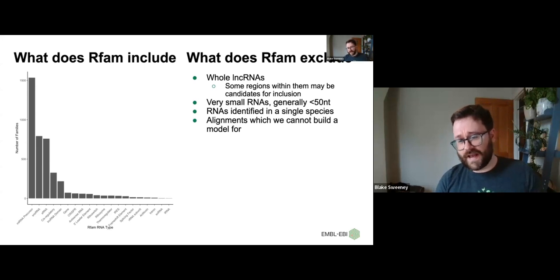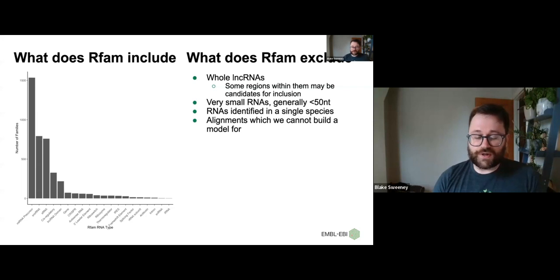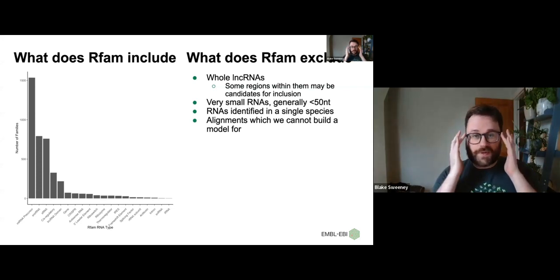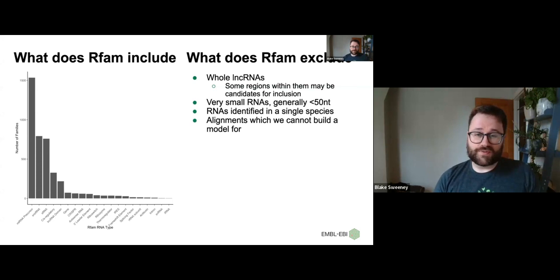But then what does Rfam not have? We do not have whole long non-coding RNAs. Some regions in them may be candidates for inclusion into Rfam, but not whole long non-coding RNAs. We generally don't include small RNAs, so less than 50 is kind of the cutoff. An RNA that is only present in a single species is also not usually a candidate for inclusion into Rfam. And then finally, there's this sort of last group of things we can't build a good model for, which can be all sorts of reasons, some of them kind of boring technical reasons, and maybe some of them that have a different source.